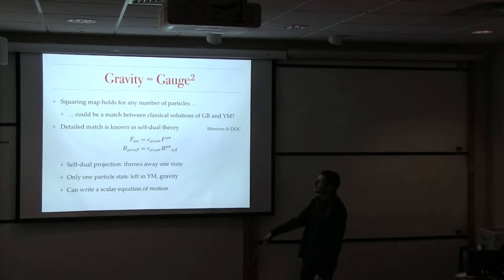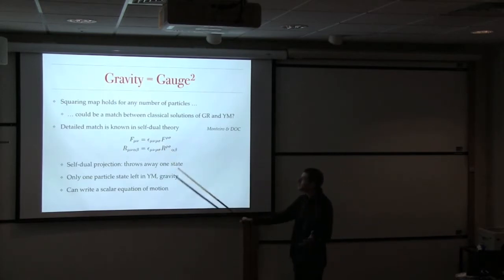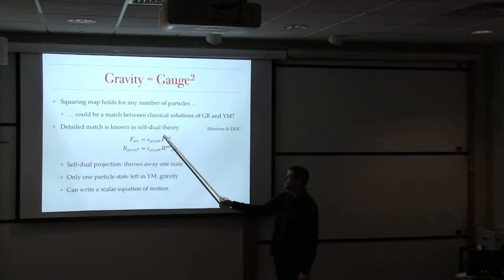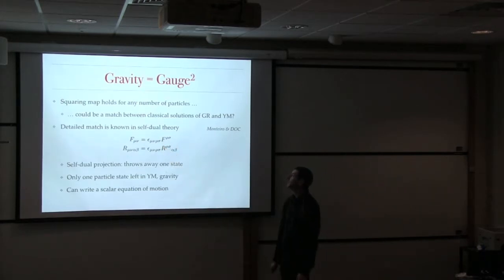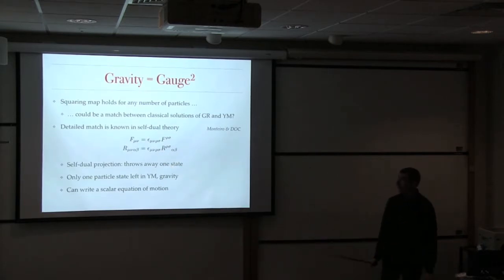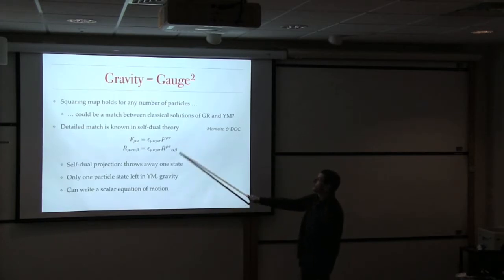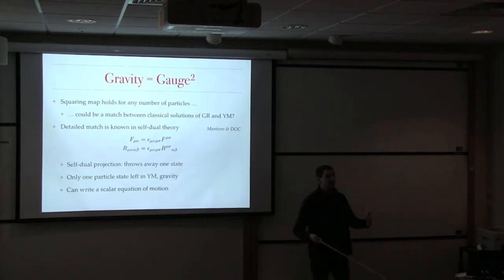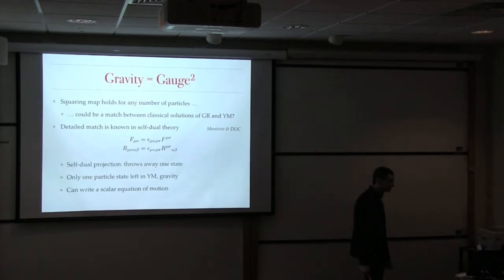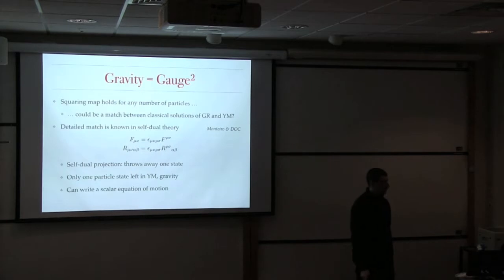Indeed, there is a detailed map in the context of the self-dual theory, which I'll briefly review. For the self-dual theory, you just require that the curvature of the Yang-Mills field is its own Hodge dual, and the same for the curvature two-forms in relativity. There can be some i's and whatnot here, depending on whether you're in Minkowski space. Anyway, the point about this projection is that it throws away one helicity. So, for example, there's only going to be positive helicity of particles propagating in the self-dual case. Given that you only have one state propagating, you'd expect that, provided you're willing to break Lorentz invariance, you can write a scalar equation of motion. Indeed you can; this is well known.